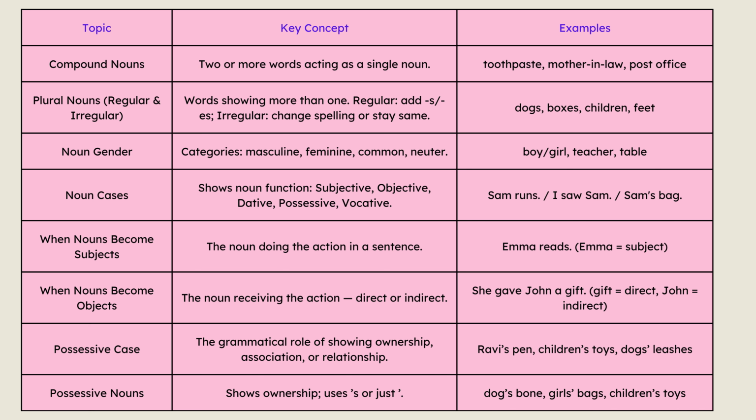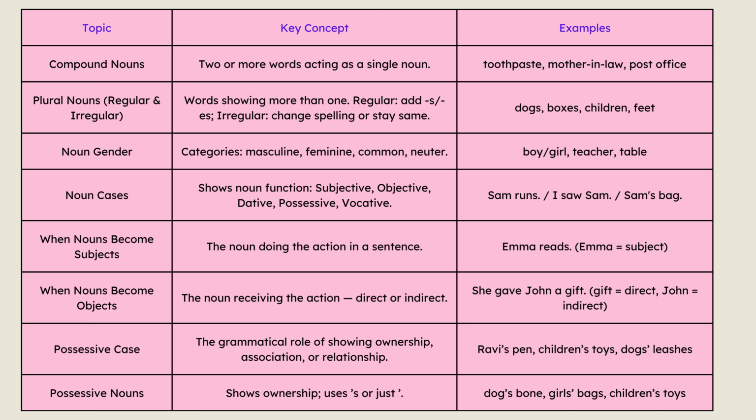Noun cases. This tells us how the noun works in the sentence. There are 5 main cases. Subjective, when the noun is doing the action. Objective, when it receives the action. Dative, when it receives the object indirectly. Possessive, when it shows ownership. Vocative, when the noun is being addressed directly. For example, Sam runs. Subject. I saw Sam. Object. Sam's bag. Possessive.